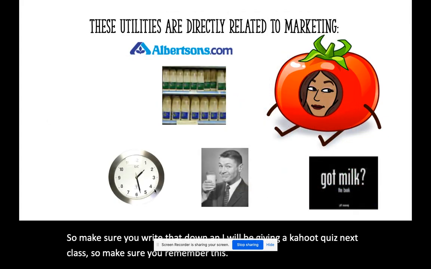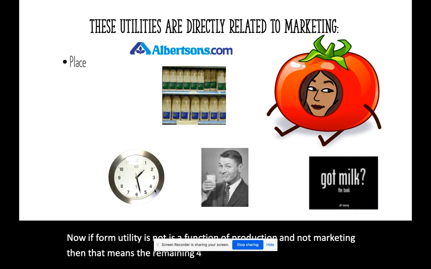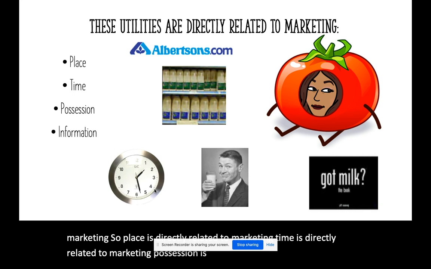Now, if form utility is a function of production and not marketing, then that means the remaining four are directly related to marketing. So place is directly related to marketing, time is directly related to marketing, possession is directly related to marketing, and information, of course, is directly related to marketing.